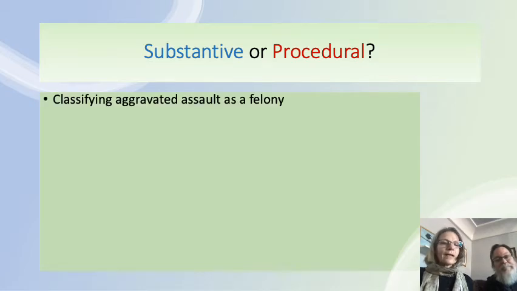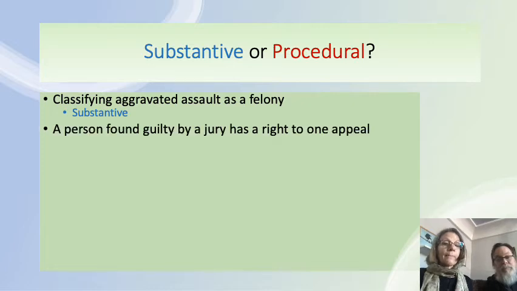Okay, so classifying aggravated assault as a felony, is that substantive criminal law or procedural criminal law? Mike, what do you think? Substantive. You're right, substantive. And why is it substantive, Mike? Because it's identifying a crime. Excellent. It's telling us that a crime is classified as a felony. So it's telling us about behaviors and gives us some indication of what kind of punishment it'll get, because it's going to be a more serious crime.